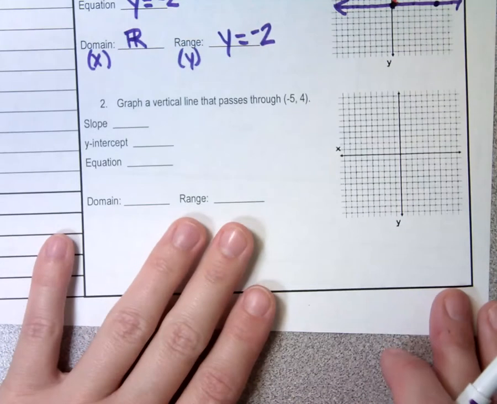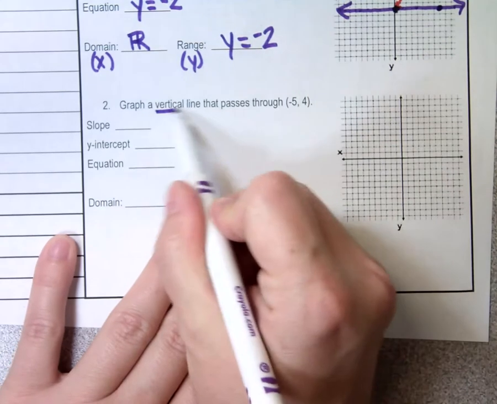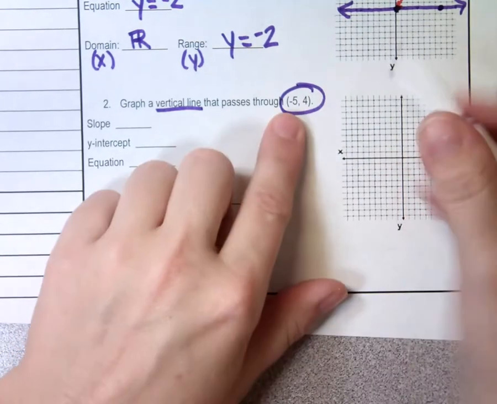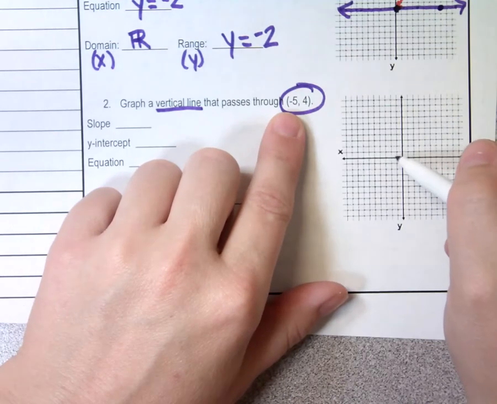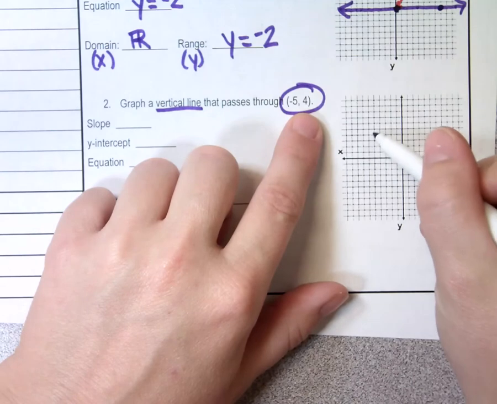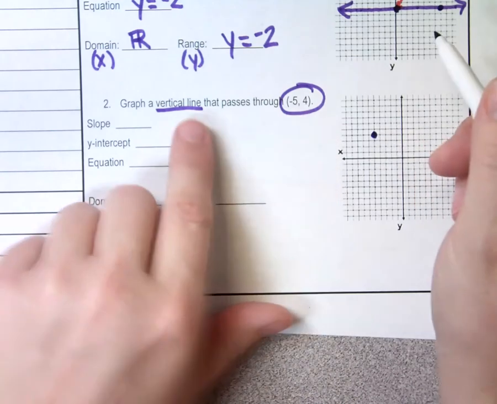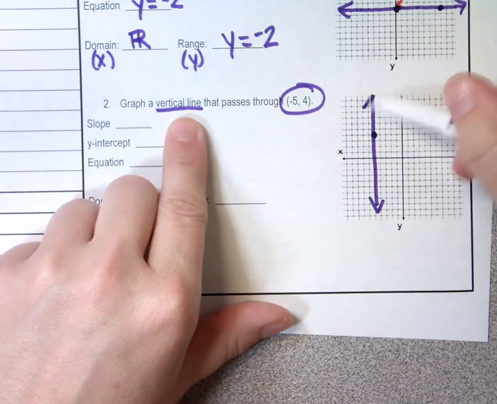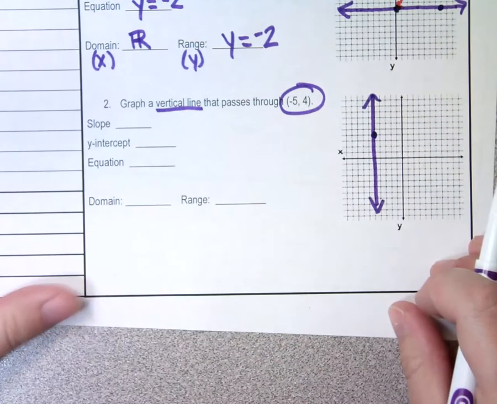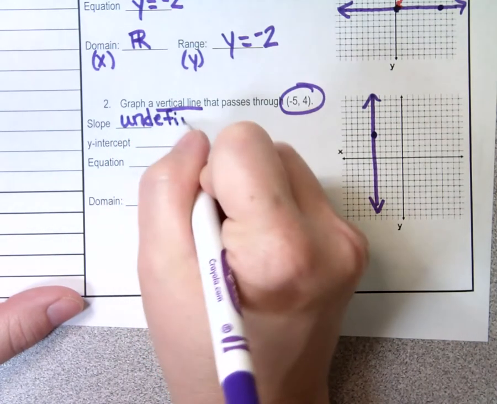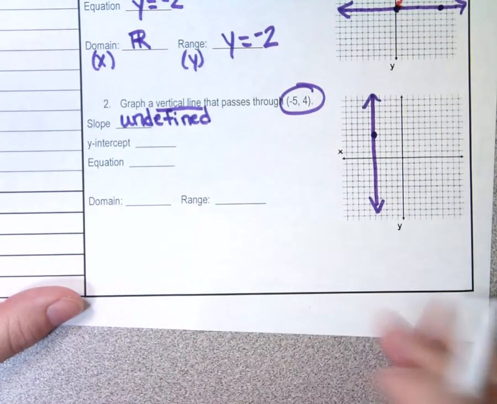Okay, number 2. This time we want to graph a vertical line that passes through the point -5, 4. Okay, -5, I go left 5, 1, 2, 3, 4, 5. The y-coordinate is 4, so I go up 4. And if I want to draw a vertical line through that, it would look like this. What is the slope of that line? That's right, the slope is undefined for all vertical lines. They are too steep to climb up.